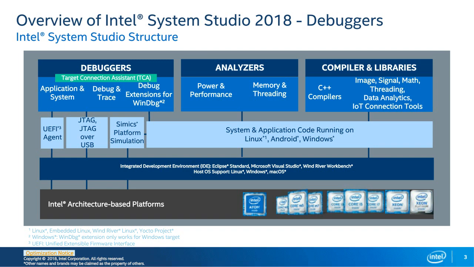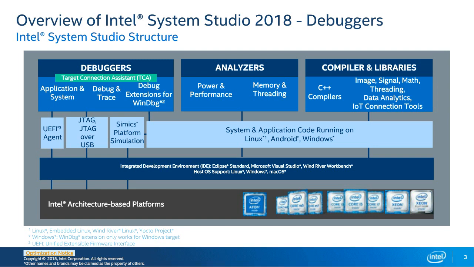Back to our topic, what I want to emphasize is the tools for accelerating the platform bring up. The debuggers category has three sub-tools: System Debug, System Trace, and Intel Debug Extension for Windbg. And the number of sub-tools is still growing. Some new features are in development and will be added in the near future.